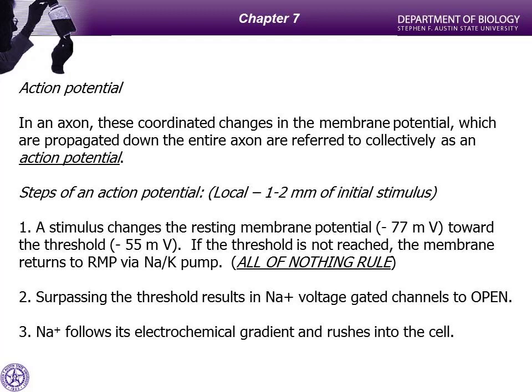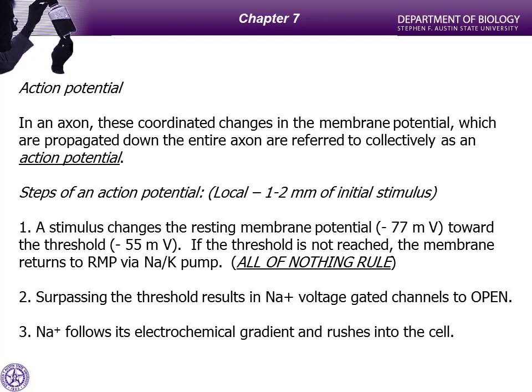So since negative 55 millivolts is the threshold to open sodium voltage gated channels, and negative 55 millivolts is the threshold with which to propagate an action potential, what can you then deduce about the relationship between a sodium voltage gated channel and an action potential? Opening the sodium voltage gated channel is how you start an action potential. If you do not have sodium voltage gated channels in your membrane, you cannot propagate action potentials. That's going to be important information when we start to look at these stimuli and other differences between axons and dendrites.